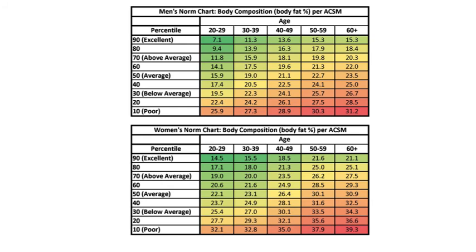Here's the normative chart for body composition based on percent body fat, from the American College of Sports Medicine's position stand on body composition. You can see the men's norms on the top and the women's norms on the bottom. This is what I used in the previous example on the previous slide to classify that individual's body composition. So you can use this when we move forward to the labs and we're looking at percent body fat and skin fold assessments. This is the normative chart that you can compare the results to.